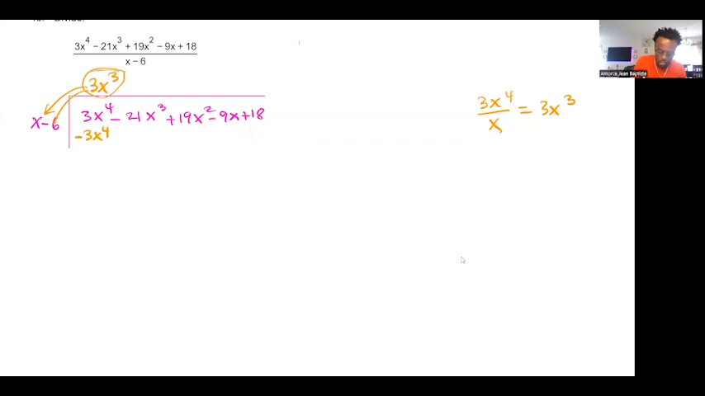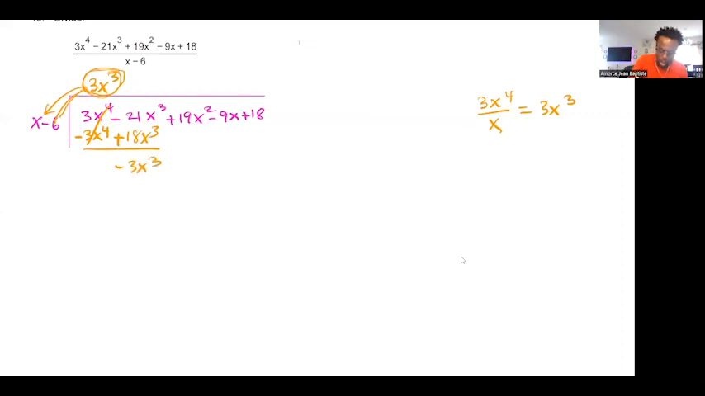3x to the 3rd times 6 is negative 6, I'm sorry. That's negative 18x to the 3rd. We subtract negative 18x to the 3rd. That's going to be positive 18x to the 3rd. Subtract this, that cancels, and we have negative 3x to the 3rd.